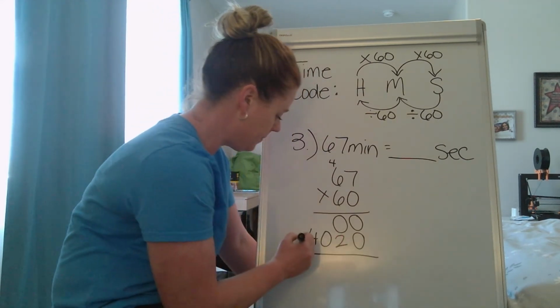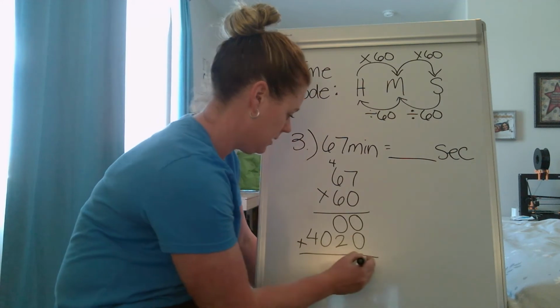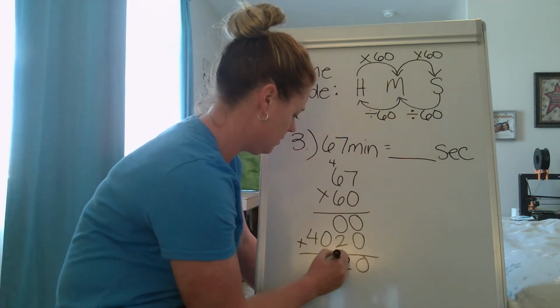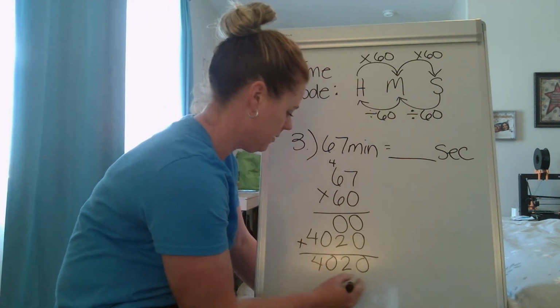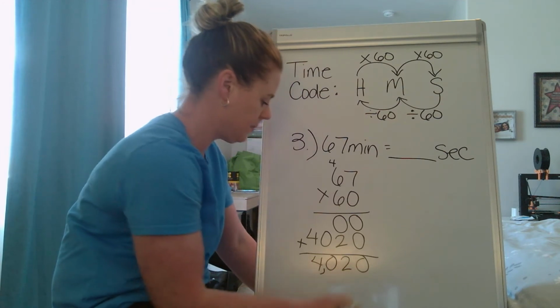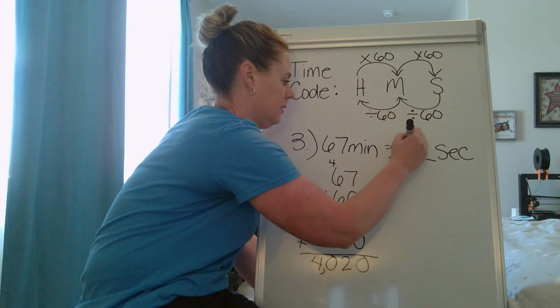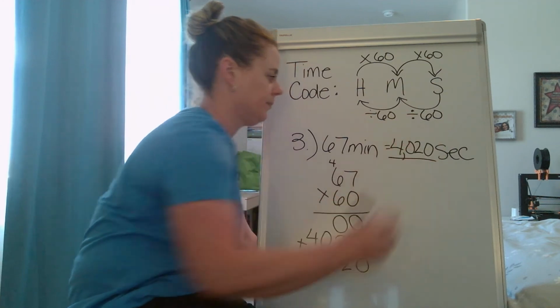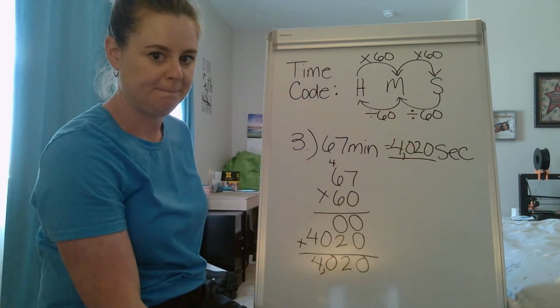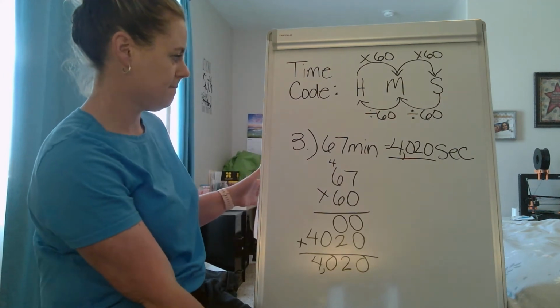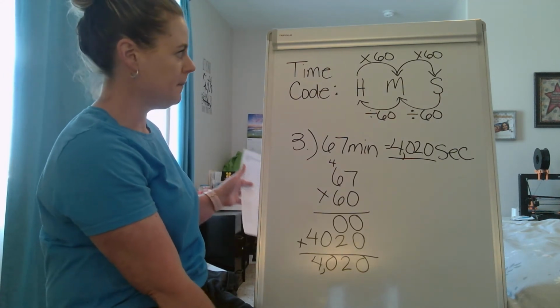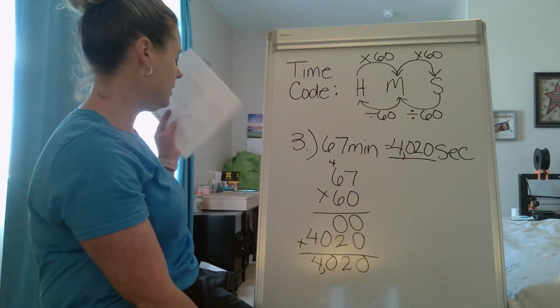And then we add it up. 0, 2, 0, 4. 1, 2, 3, comma. So your answer is 4,020. Okay, I know these are tricky. These are kind of hard.